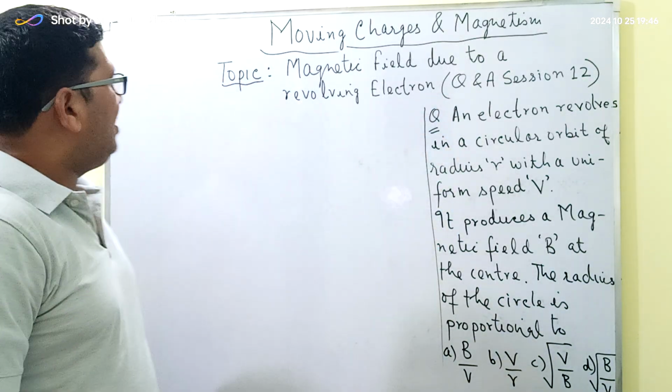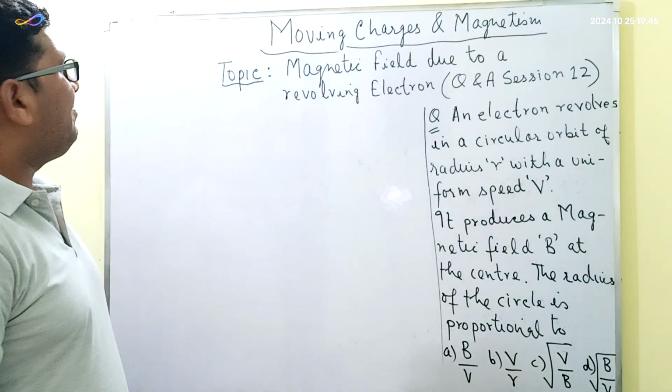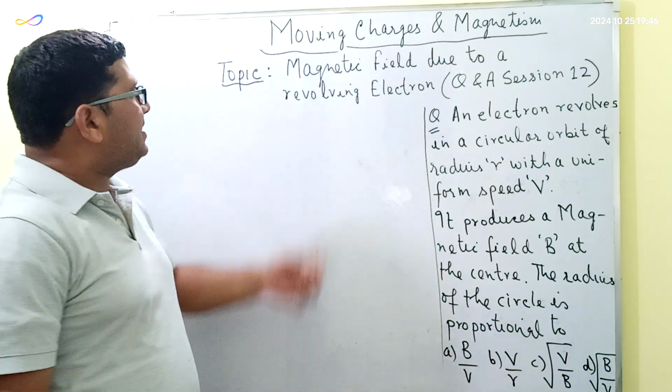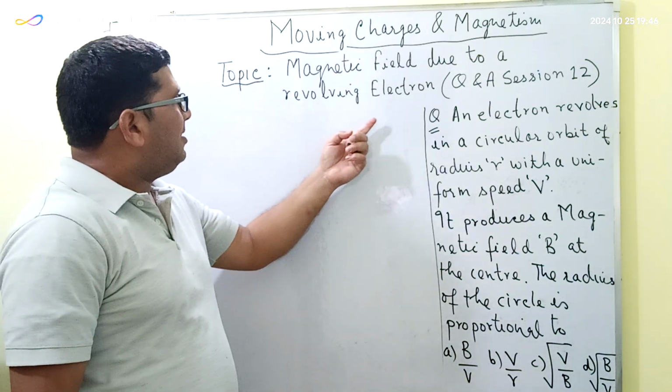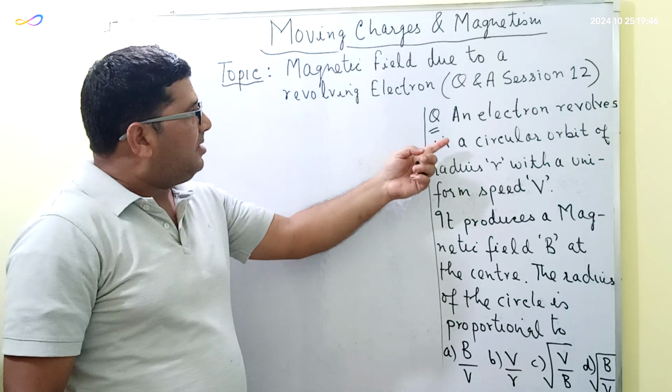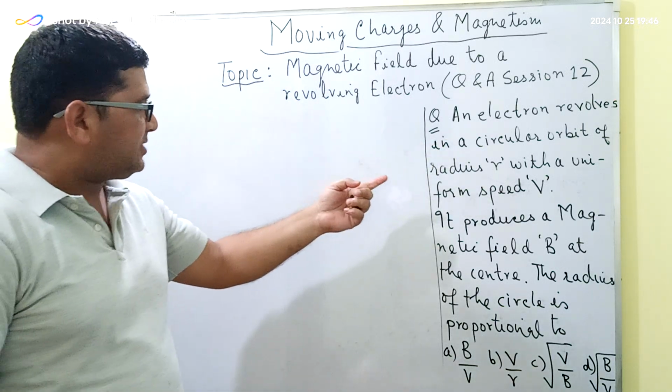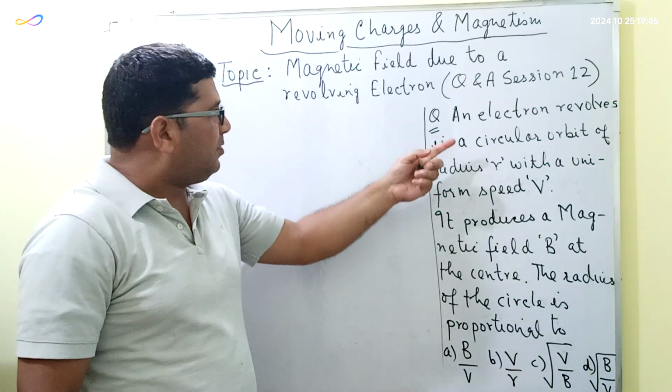Welcome to session number 12 from the playlist of moving charges and magnetism. The topic is the magnetic field due to a moving electron. And based on this topic, I have selected one question from one of my reference books.